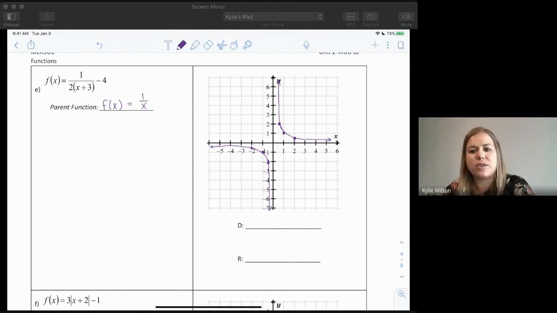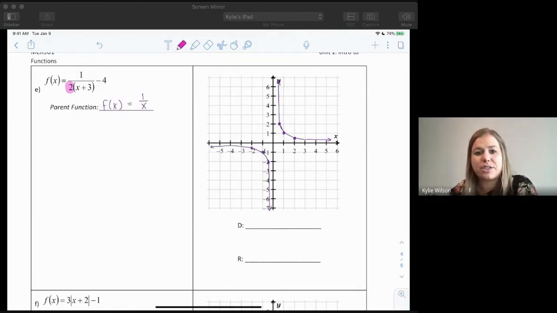Okay, so that's our parent function there. Now let's start looking at all of our transformations. Because I have a 1 on top of the fraction, there's no a value, so I don't need to worry about that, which is great. Now I'm going to look for my k, and because I have a number outside of the brackets in the denominator, that is my k value.